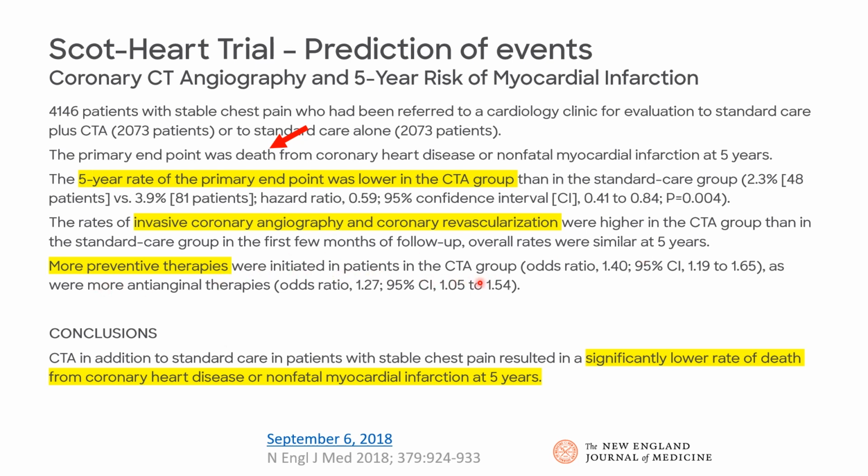So when they did the 5-year evaluation, CTs compared to the standard care group afforded a lower rate of death from coronary heart disease or non-fatal MI. Everybody initially said, well, that's great. That means people are getting more caths because you're doing CTs, and it must be that you got stents and that's saving your life. And the answer is absolutely not. Stents in stable ischemic coronary disease may make you feel better, and it's definitely better than just medications in some people, but it doesn't prevent future heart attacks.